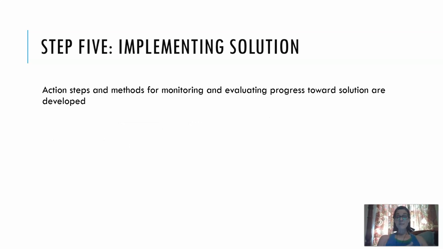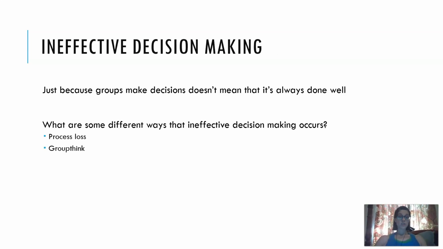And then finally, step 5, we implement the solution. So we have action steps and we develop an action plan and methods for monitoring and evaluating progress toward that solution. So that all sounds really straightforward, right? If we all followed this process, we'd all make great group decisions.